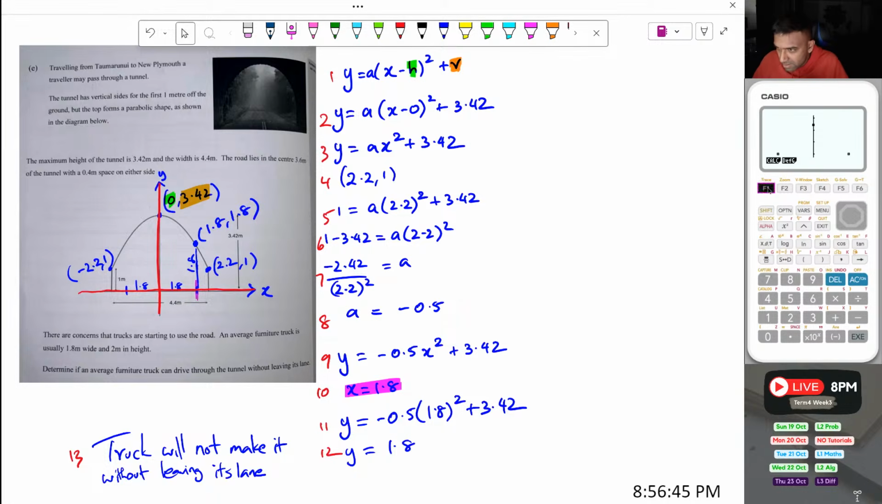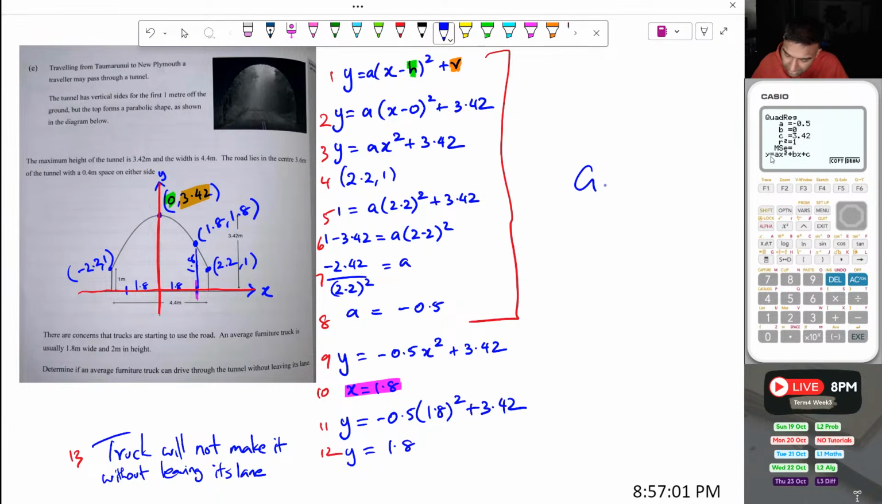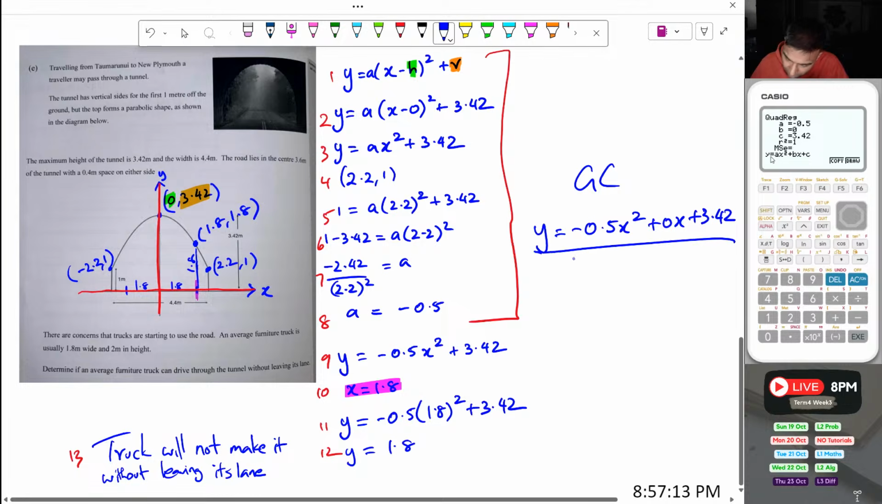graph 1, calc, and then this is x squared. So if you don't want to do all of these 8 steps here, you can use the graphics calculator and end up with y is equal to negative 0.5 x squared plus 0x plus 3.42. So the graphics calculator does all the way from step 1 to 8 for you.